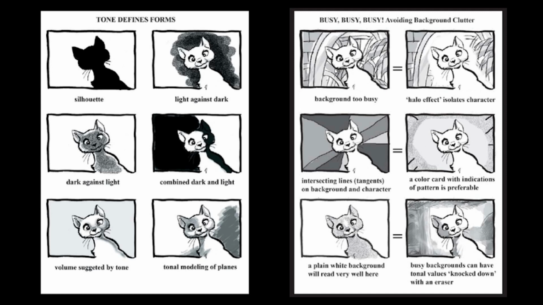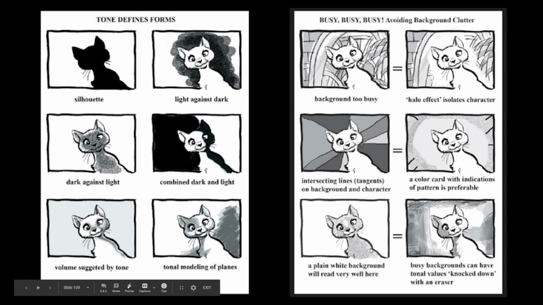Tangents are similar to a busy background, but lines that start to touch and pierce the character start to, again, mix the character and blend them with their environment or the background. So, again, eliminating those lines that are touching the characters can really help with that.